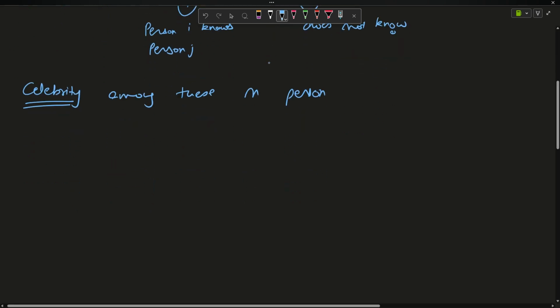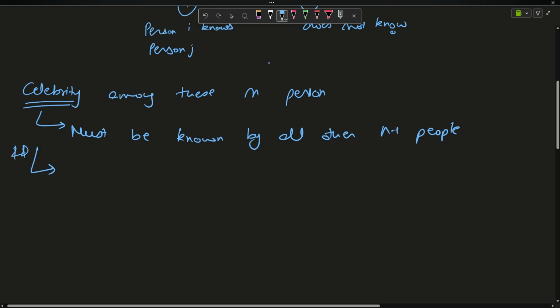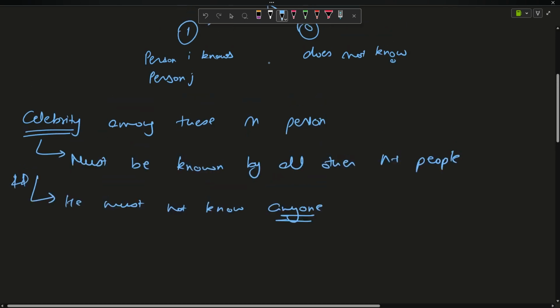The celebrity condition is that the celebrity must be known by all other people, must be known by all other n minus 1 people, right? Remaining people are n minus 1. So he must be known by all other n minus 1 people, but as well, this is an and condition, he must not know anyone. It is not everyone, it is anyone. He should not know anyone.